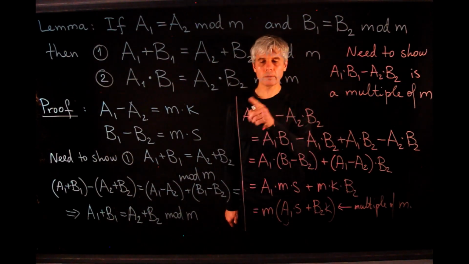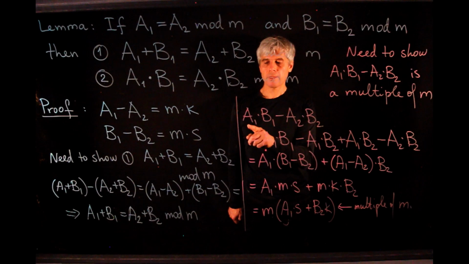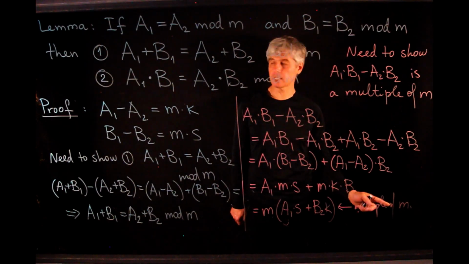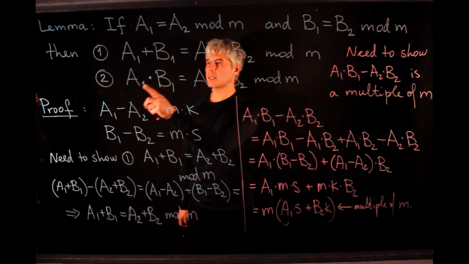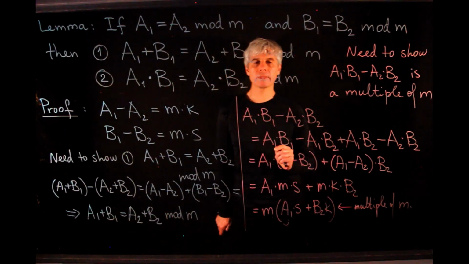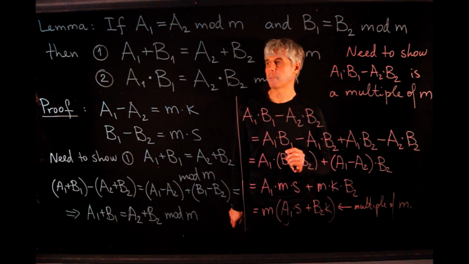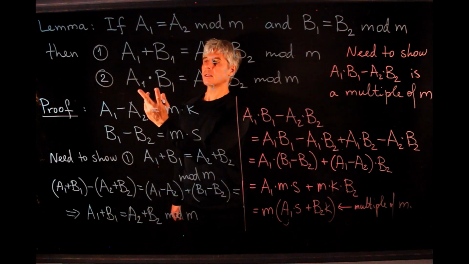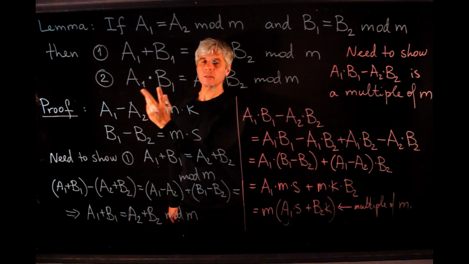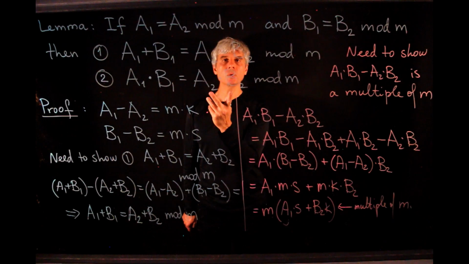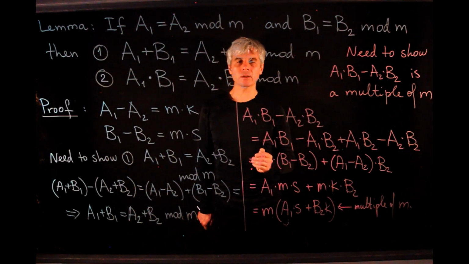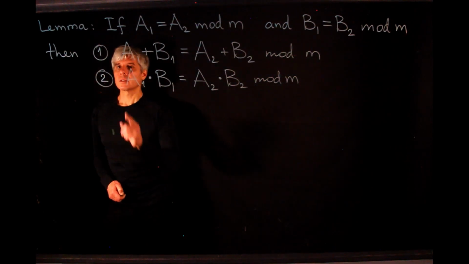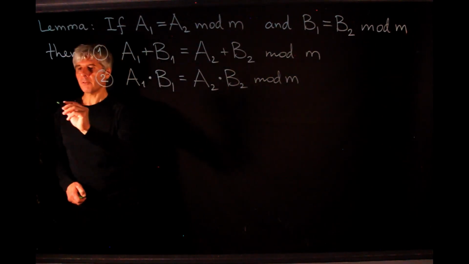And so what we did is we verified that A1 times B1 minus A2 times B2 is a multiple of M. And so this means that these two products have the same remainder after division by M. So it doesn't really matter whether we pick a pair A1 B1 or a pair A2 B2. So the final answer of the computation with remainders will be the same. So this lemma allows us to make the following conclusion.